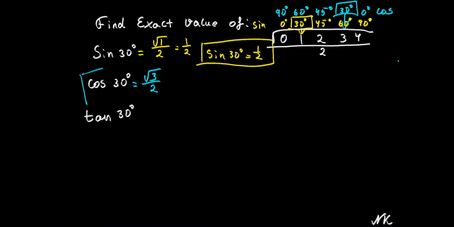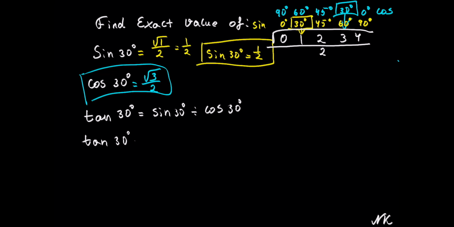Cannot simplify this anymore. Now to find tangent of 30 degrees, we need to take sine of 30 degrees and divide it by cosine of 30 degrees. I'm writing this ratio as a division because sine of 30 and cosine of 30 already have fractions, and this way it will be a lot easier to simplify. So we have tangent of 30 degrees is equal to sine of 30 degrees, which is 1/2, divided by cosine of 30 degrees, which is radical 3 out of 2.